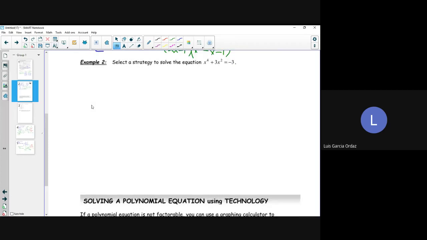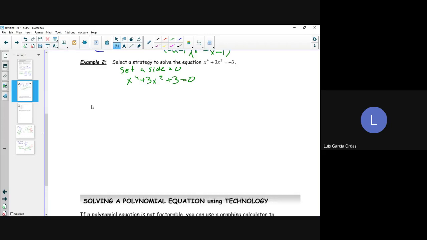You guys are reading ahead? I'm talking. So we want to select the strategy to solve the equation x to the 4 plus 3x squared is equal to -3. So what's our first step? What's the first thing that I told you guys we have to do? You gotta move the -3 over. Yep, so set it equal to 0. So we get x to the 4 plus 3x squared plus 3 is equal to 0. So what would our next strategy be?